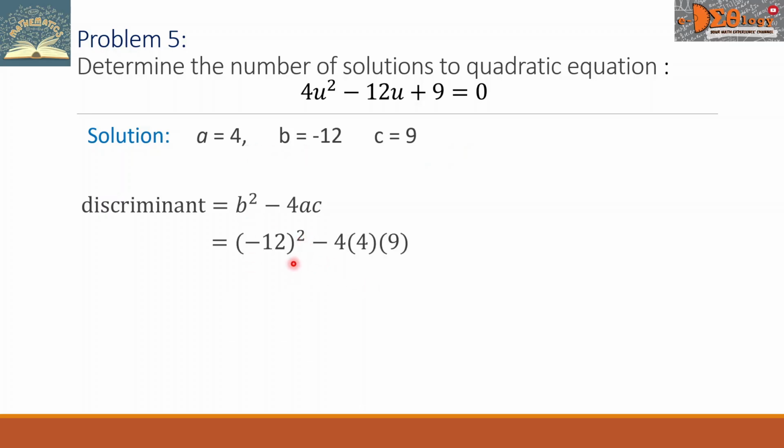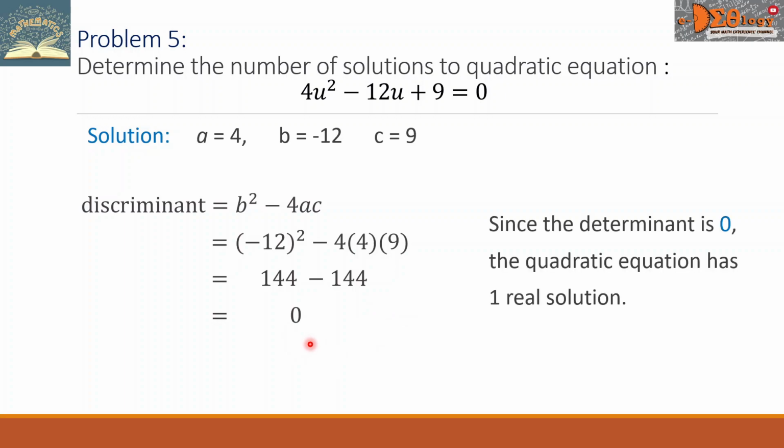So we have the square of negative 12 minus 4 times 4 times 9. So the square of negative 12 is positive 144, minus 4 times 4 times 9 is also 144. And the difference is 0. By the rule, since the discriminant is 0, the quadratic equation has one real solution.